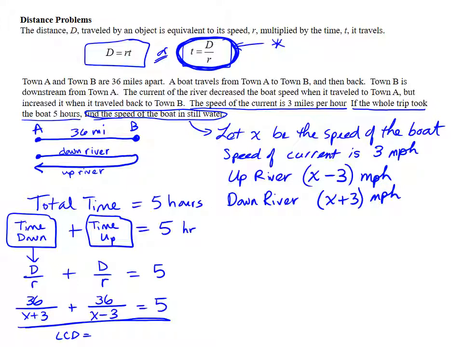To clear fractions, we want to multiply by the LCD, which would be x plus 3 times x minus 3. These are different denominators, so you need to multiply by all of it. All right, kind of running out of room here. Let's see if I can squeeze it all in.